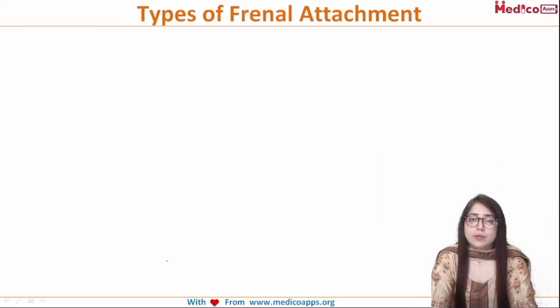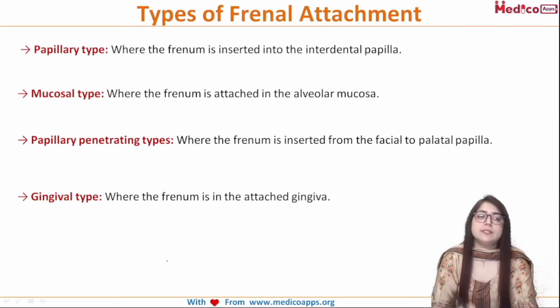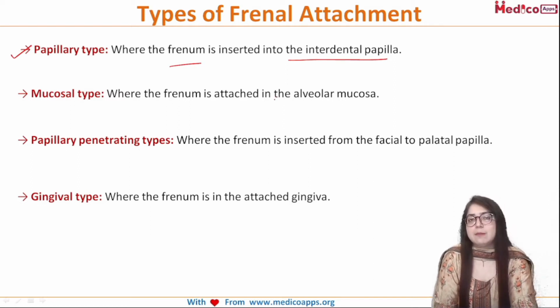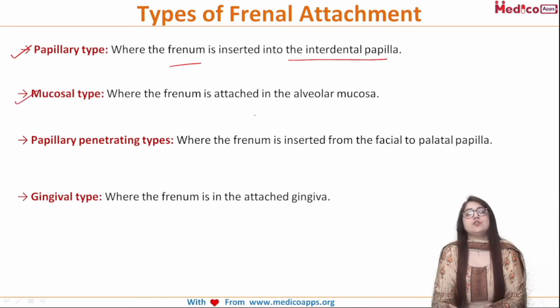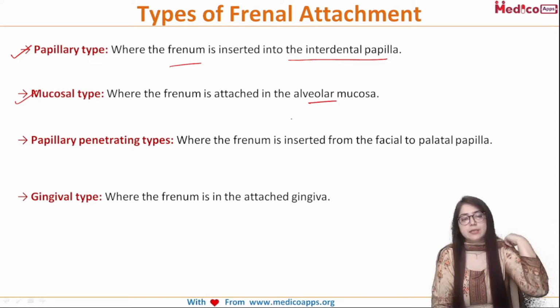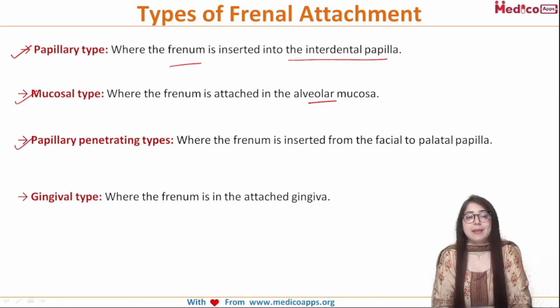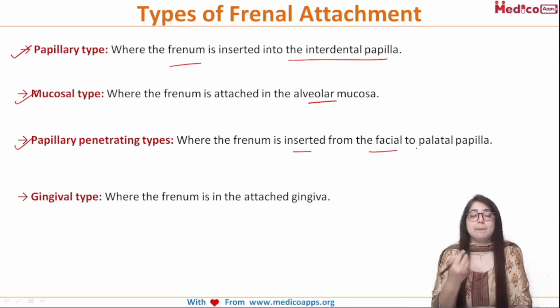Now, there are 4 types of frenal attachment. First is the papillary type. By papillary type, I mean when the frenum is inserted into the interdental papilla, at that time we can say that this is papillary type of frenal attachment. Then mucosal type. When the frenum is attached to the alveolar mucosa, at that time we can say it is a mucosal attachment. Now, papillary penetrating type. When the frenum is inserted from the facial to the palatal papilla, so it is going more deep, at that time it is known as papillary penetrating type.